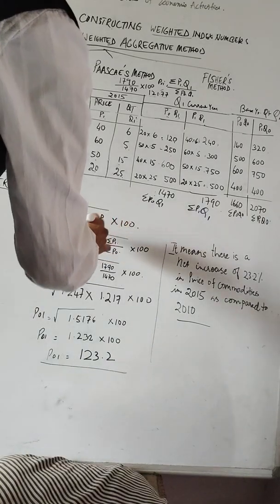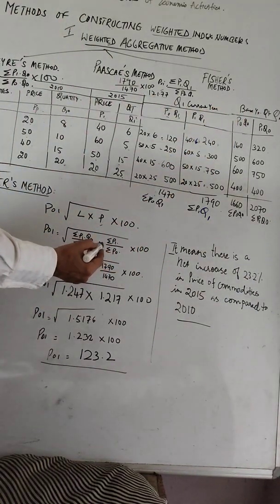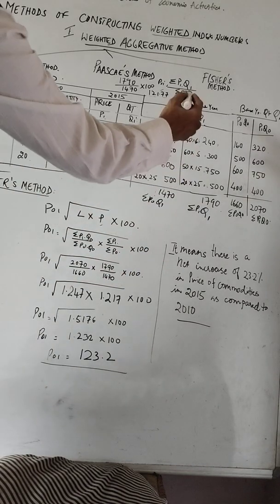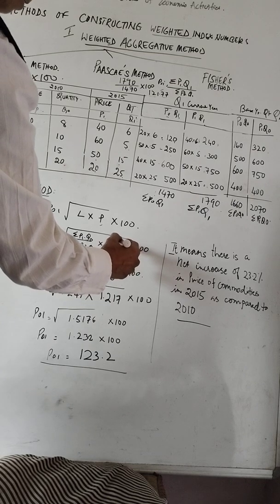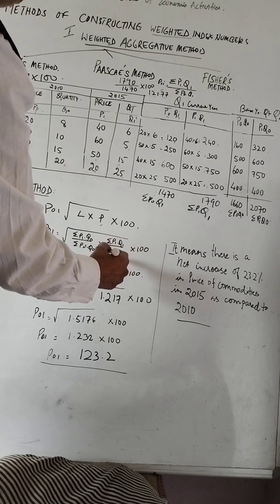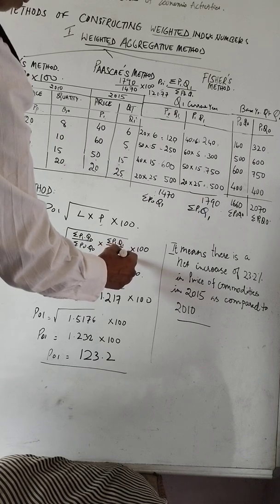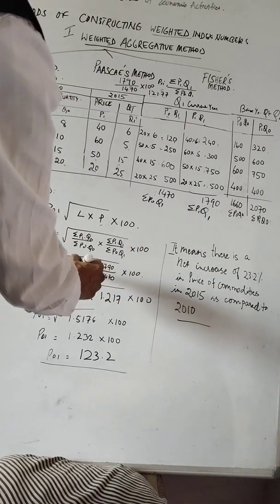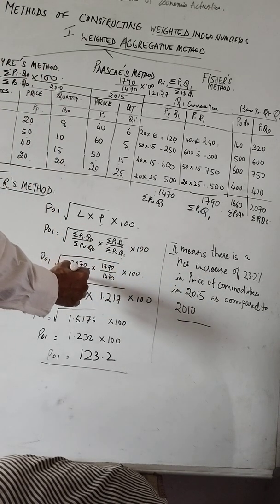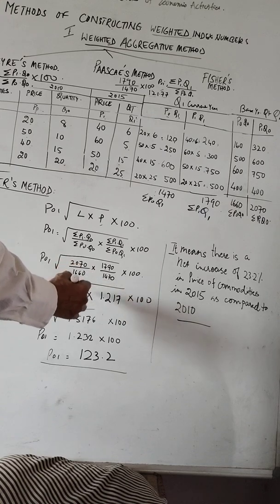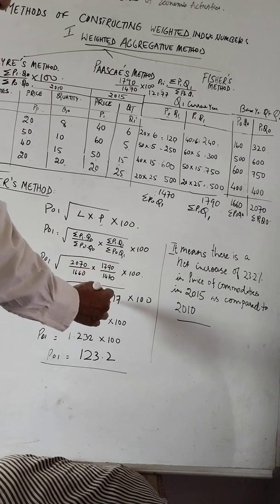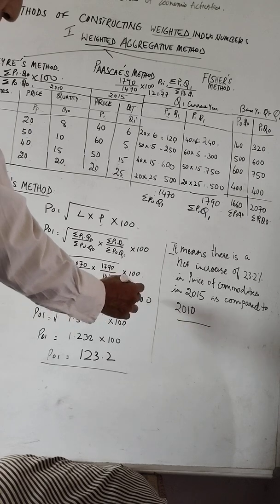And Paasche's method. So in Paasche's method, what do we do? So sigma P1 into what? Into current year weight. So I'm going to write Q, that is current year quantity. And P0, sigma P0 into current year quantity. So whatever we get here, we work it out. So 2070 upon 1660, what we get is 1.247 into, we work out 1790 upon 1470, we get 1.217 under root into 100.